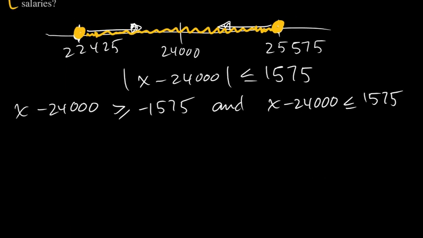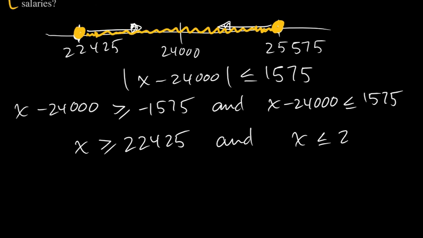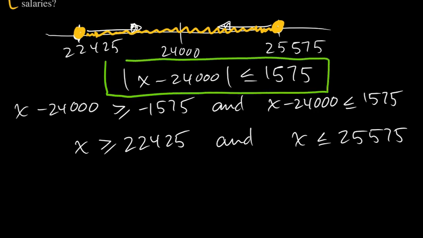So solving this is pretty straightforward, right? We're just going to go ahead and add 24,000 to both sides. So on this side, we get that x has to be greater than or equal to $22,425. And on the other end of that, x has to be less than or equal to $25,575. So as long as x lives within that range, all of those are possible salaries that fit this situation. So we came up with the equation, this is our absolute value inequality, and we solved it as well.